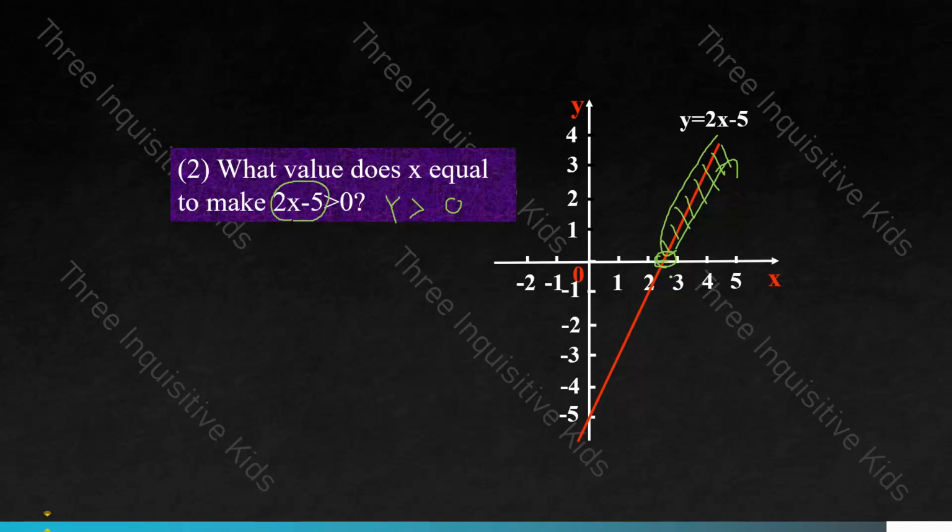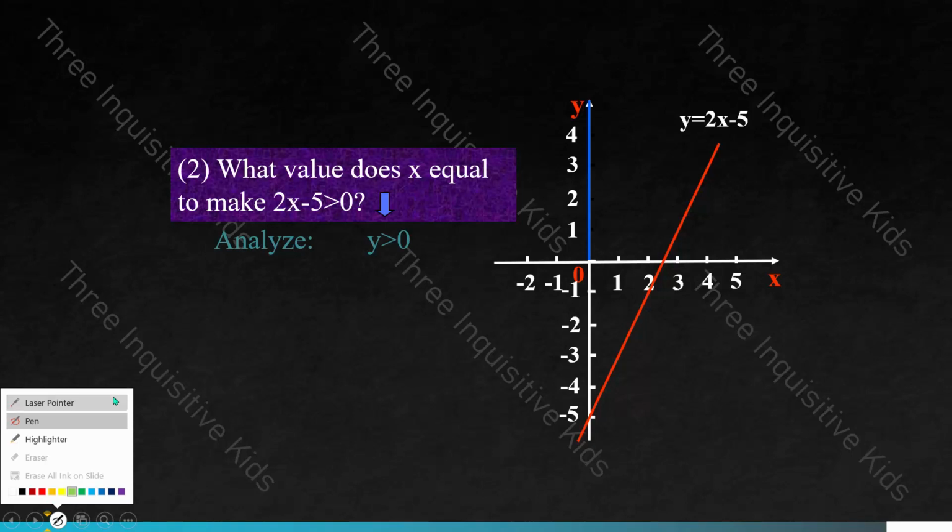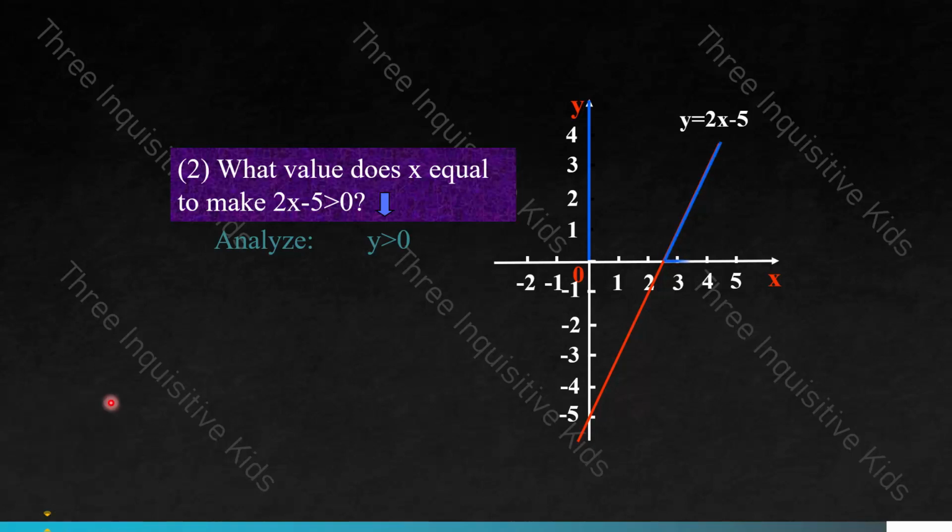Therefore, since we know that this point right here for x is 2.5, we can answer with when x is greater than 2.5, y is greater than 0. So again, we can analyze this as y is greater than 0. So this entire section right here. That point is 2.5 comma 0. So when x is greater than 2.5, 2x minus 5 is greater than 0.